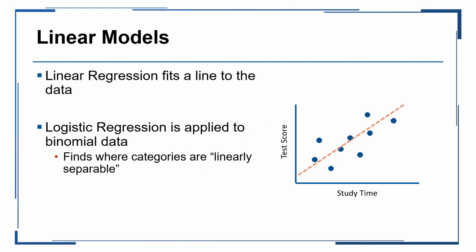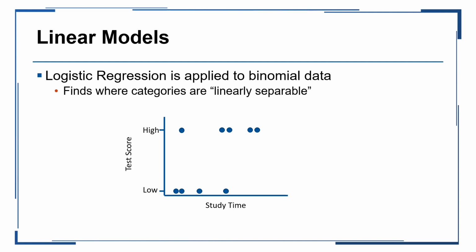Linear regression fits a line to the data, which is best applied when we have continuous valued dependent variables, something like a test score. But when we have binary data, a logistic regression model is typically more appropriate. Logistic regression will find the best line that separates the two classes within our binary data. Let's say that we don't have continuous valued test scores, but instead simply have high and low value indicators. Perhaps this is a pass and fail grade, to give a concrete example.